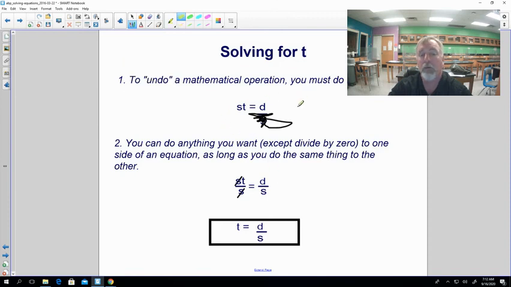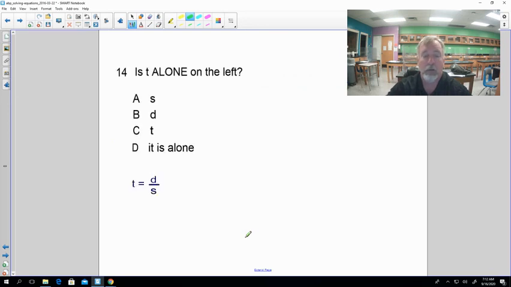To undo that, we have to do the opposite. So here our t is multiplied by s, so we know we're going to divide by s. Again, rule 2 tells us that whatever we do to one side, we have to do to the other. So we're going to divide the other side by s. Now we can see how dividing is undoing our mathematical operation. We have an s on top, an s on the bottom. They cancel each other, and we're simply left with t equals d over s.